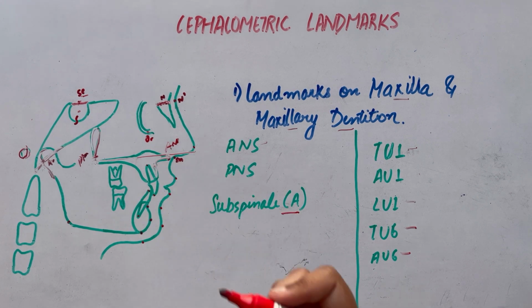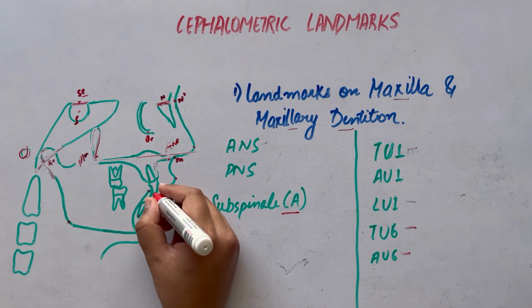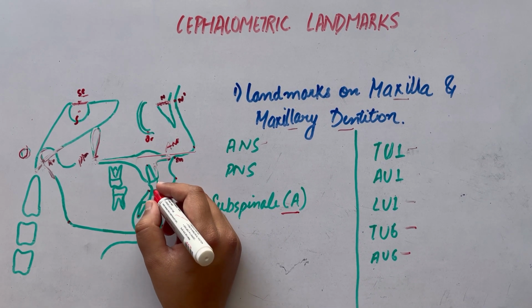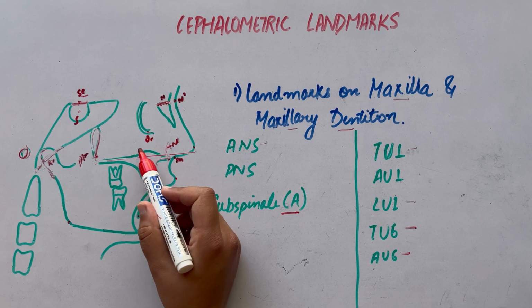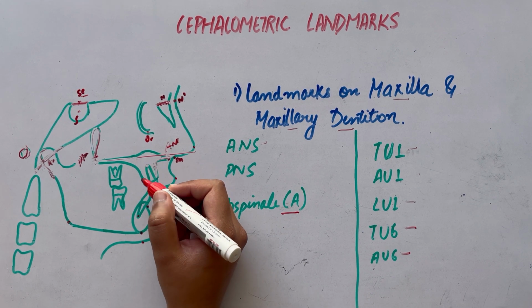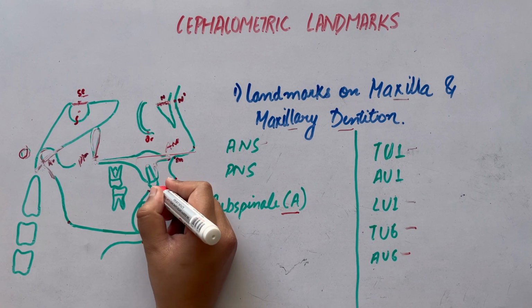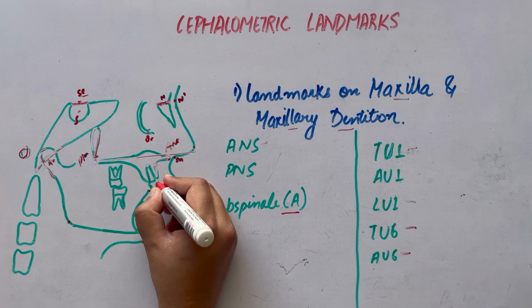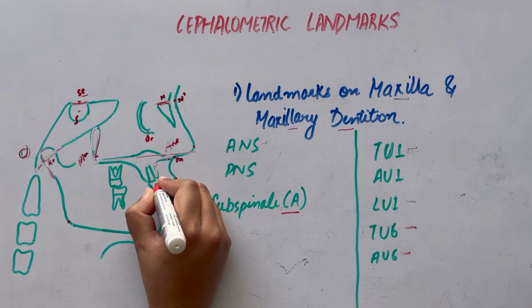Now the dental landmarks on the maxillary dentition. The first one is the tip of the upper incisor. This point is defined as the incisal tip of the most prominent maxillary central incisor. Then the apex of the upper incisor is defined as the root apex of the most prominent maxillary central incisor. Then the labial surface of upper incisor is defined as the most anterior point on the labial surface of the most prominent maxillary central incisor.